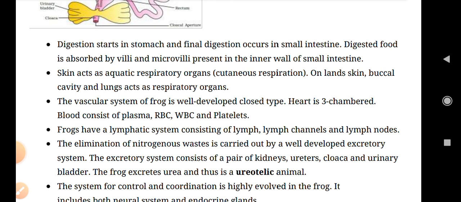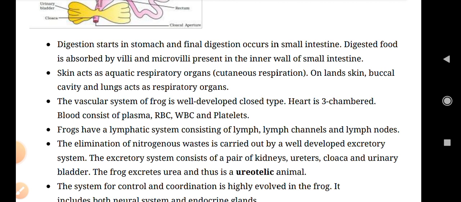Vascular system of frog is well developed, closed type. Heart is three-chambered. Blood consists of plasma, RBC, WBC and platelets. Frogs have a lymphatic system consisting of lymph channels and lymph nodes. Elimination of nitrogenous wastes is carried out by well-developed excretory system.